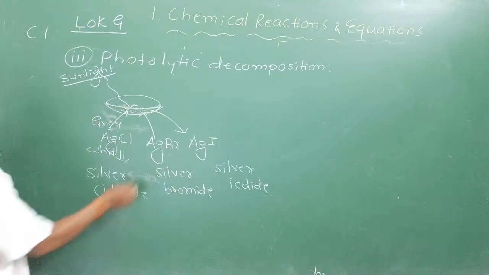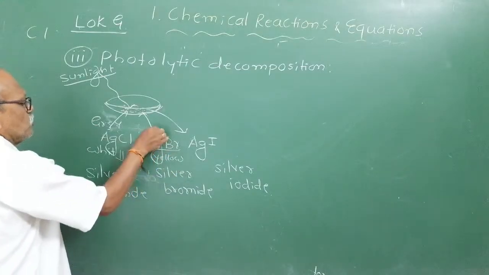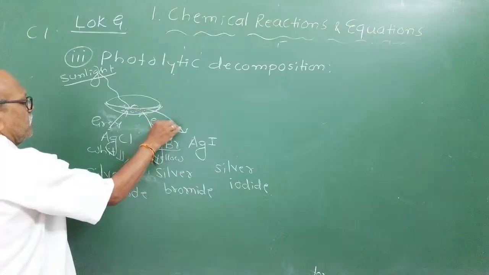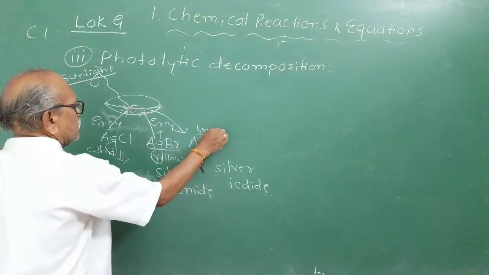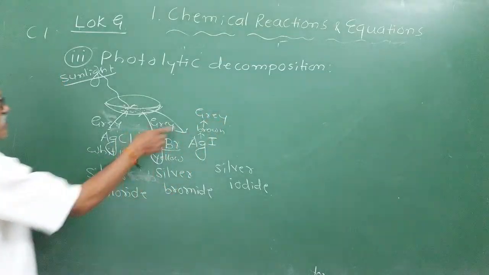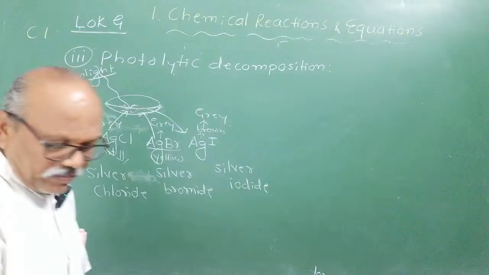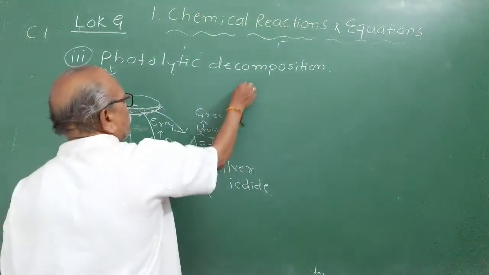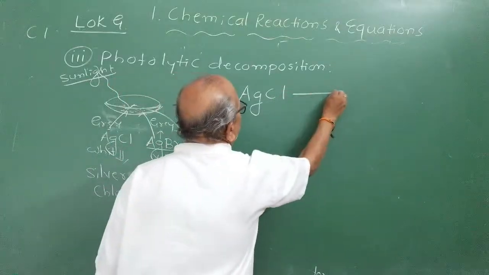Gray colored silver. Silver bromide will be lightly yellowish. It will also become gray. Silver iodide also has a light brown color, and it also becomes gray. So this is the observation when you pass the sunlight. Why does it happen? It happens because whenever you pass the sunlight, AgCl will absorb the sunlight.